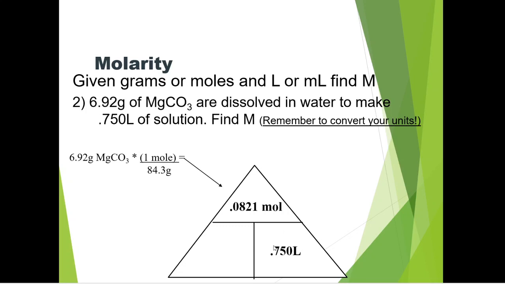Then it says water to make the 0.75 solution. That is our volume here. You take 0.0821, divide it by 0.75 to get the molarity. If you do that, you will get 0.109 molarity. So if they give it to you in grams, you must convert it to moles because the top of your triangle needs to be in moles. Let's look at another one.